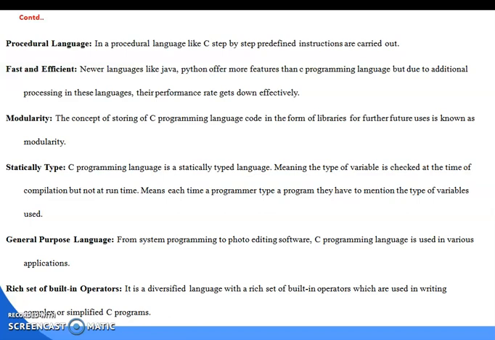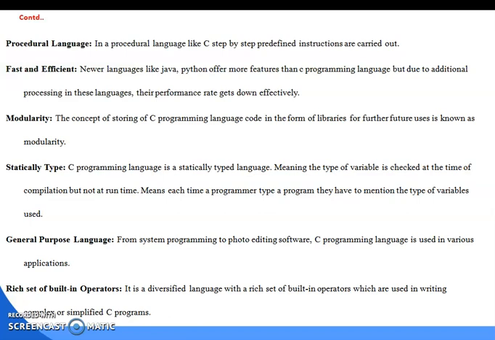Newer languages like Java and Python offer more features than the C programming language. But due to the additional processing in these languages, their performance rate goes down, because Java and Python are object-oriented languages having a number of features. So during the running of this type of program, the performance rate goes down because of the number of features. Suppose one language has a number of features, definitely it will require more time to execute.